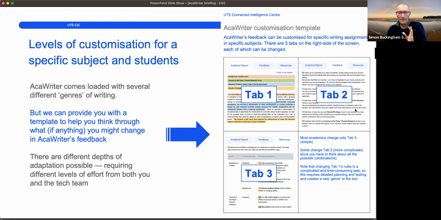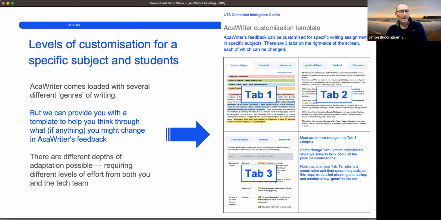Tab 2 is where you have the option of changing the feedback messages if you really weren't very happy with the way those messages were being expressed. Most academics are, but we do have the ability to change those if you wanted to. Tab 1 is the deepest kind of change. We don't do that very often because it's quite labor intensive, but if AcaWriter was making a lot of errors of a certain sort because of the kind of writing you were dealing with, then we might be able to change its behavior. So that's a deeper change.